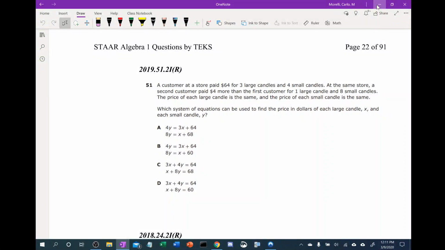All right, ladies and gentlemen, so we're going to finish up TEKS 2I today. We're on page 22 of our STAAR booklet, and we're going to read number 51 here. So let's just read number 51 out loud.